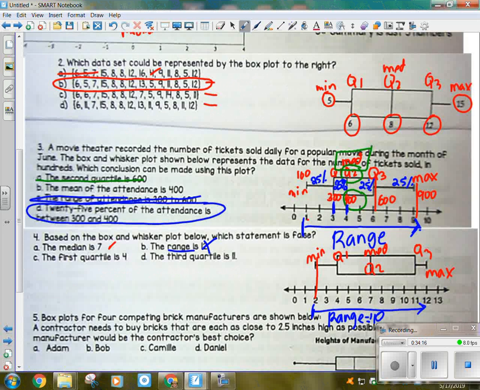The first quarter, well, Q1 is 4. The third quarter is 11. Sure enough, Q3 is 11. So the one that was false is B.